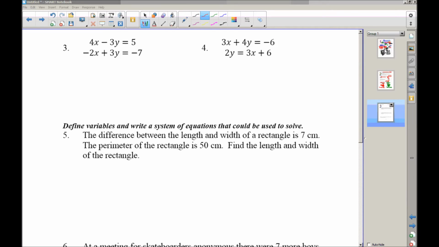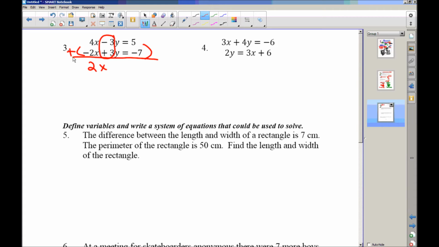If I add up this system, we get 4 plus negative 2. That would make 2. And then the y's would be negative 3 plus positive 3, and that would be 0y. Remember, whenever the coefficients are opposite, it's add. And whenever the coefficients are the same, it's subtract. If you add a number to its opposite, it makes 0. And if you subtract a number from itself, so like 6 minus 6, it also makes 0. So in this case, it's going to be add.